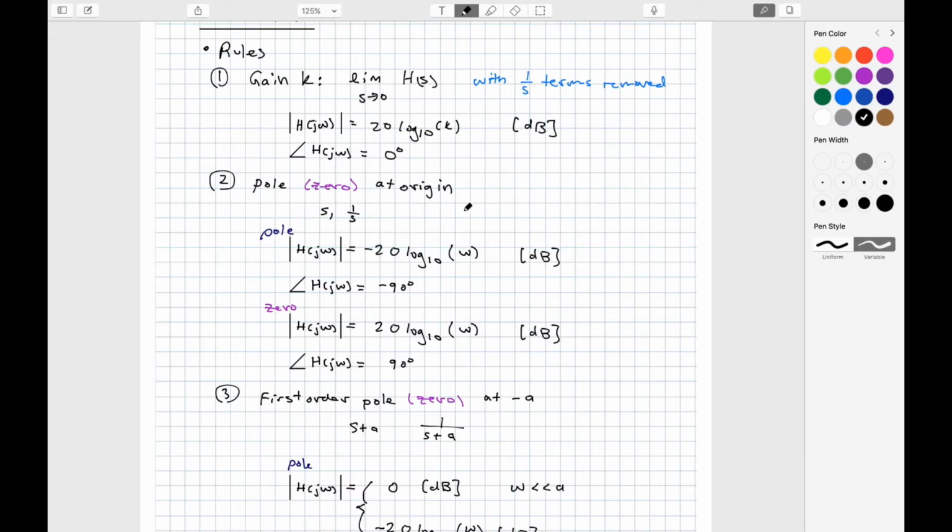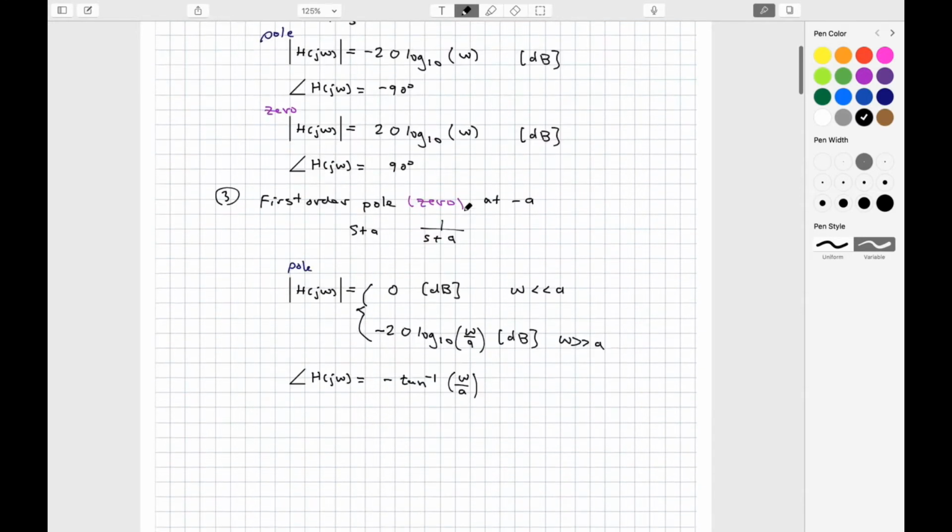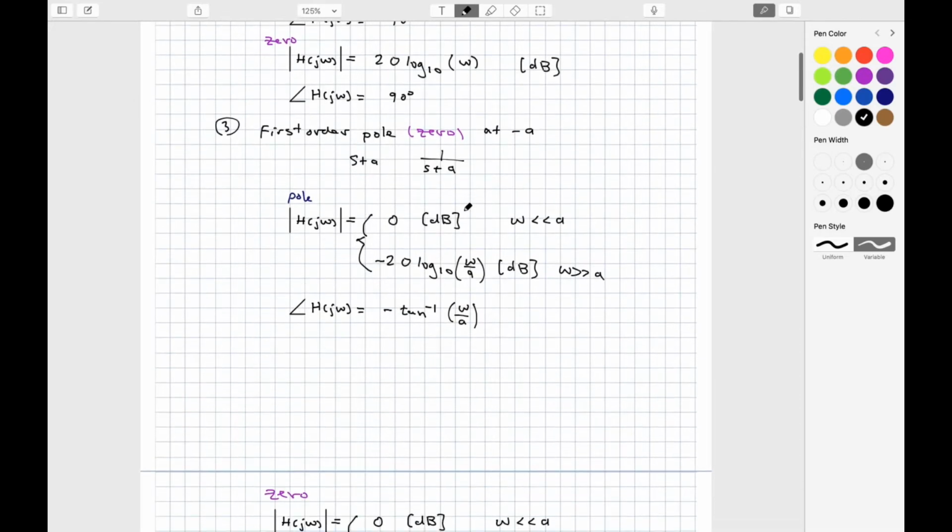On the other hand, a 0 behaves in exactly the opposite way, and so the slope of the line is 20 dB per decade, passing through 0 dB at 10 to the 0, and the angle of H of j omega is 90 degrees. And one thing I should point out is that every pole contributes negative 20 dB per decade and negative 90 degrees of phase, and every 0 contributes plus 20 dB per decade and plus 90 degrees of phase. A first order pole or 0 at minus a.